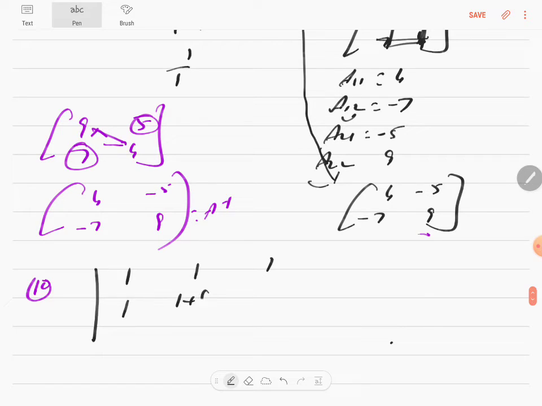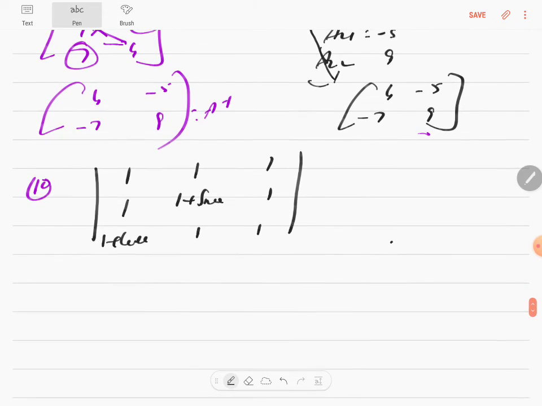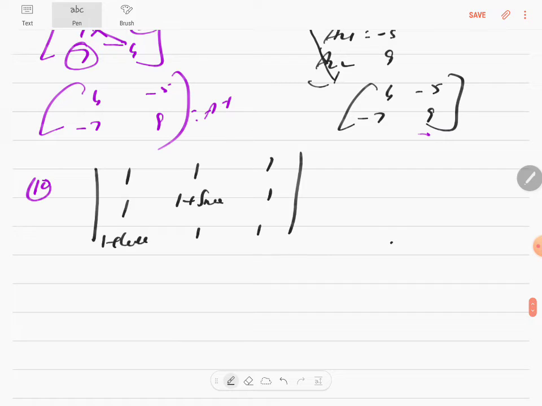One plus sin theta, 1, plus cos theta, 1. Okay, this is the question, and you have to find the maximum value of this determinant. That's all. So how do you find the maximum value of this determinant? You just expand this determinant.